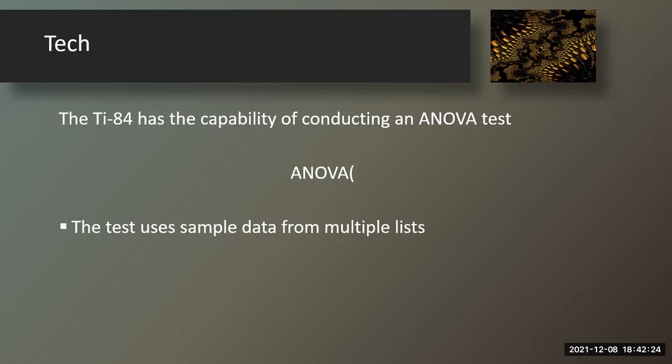And the other really unique thing about this particular section is that it works almost exclusively with raw sample data. I'm not going to have X bar, S, and N for my individual samples. What I will have are individual scores. So, as we say, the test uses sample data from multiple lists. And because our calculator is going to do the calculation for us, we have a p-value here.